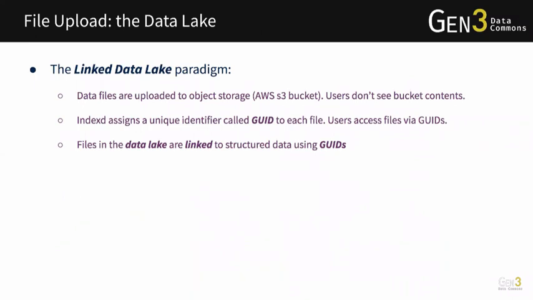The file upload process follows the linked data lake paradigm. Data files are uploaded to object storage, which is typically in the cloud, for example, an AWS S3 bucket or a Google Cloud bucket. And users don't necessarily see the bucket contents. So they don't know where their files live, but instead our IndexD service assigns each file a unique identifier called a GUID to each file. And users use these GUIDs to access files.